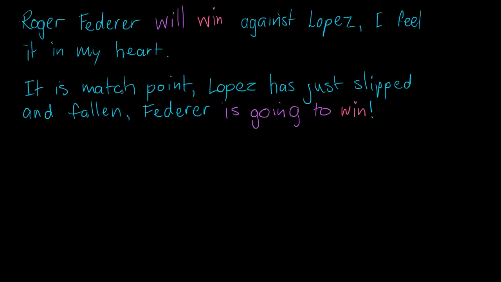Then, of course, the match begins and it's match point. The commentator may say this: "It's match point. Lopez has just slipped and fallen. Federer is going to win." Well, if it's match point, it means Federer only needs to win this point in order to win the match. So if Lopez is lying on the ground and Federer is about to smash the ball, that's very present evidence that Federer is about to win or is going to win. So again, just an example of outside evidence or present evidence.